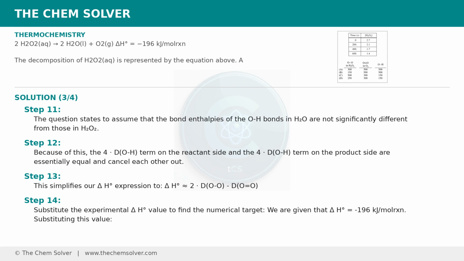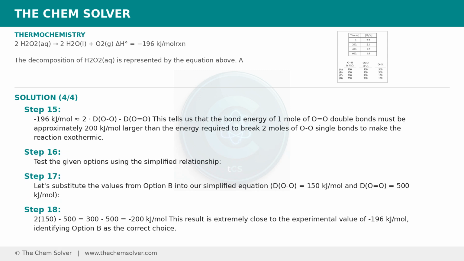Substitute the experimental delta H degrees value to find the numerical target. We are given that delta H degrees equals minus 196 kilojoules per mole of reaction. Substituting this value, minus 196 kilojoules per mole approximately equals 2 times D(OO) minus D(O=O). This tells us that the bond energy of 1 mole of O=O double bonds must be approximately 200 kilojoules per mole larger than the energy required to break 2 moles of OO single bonds to make the reaction exothermic.